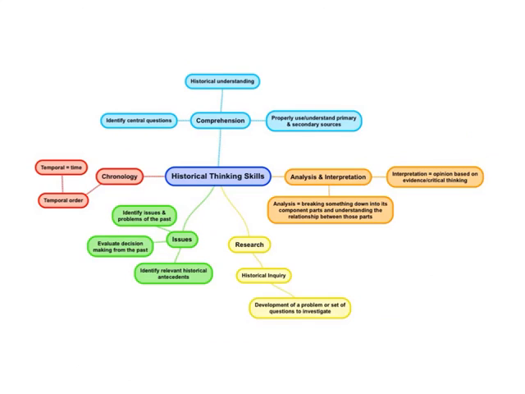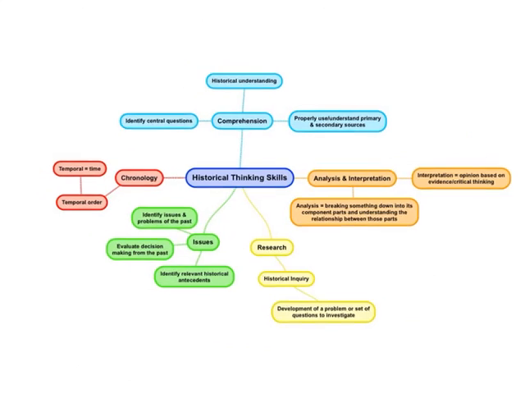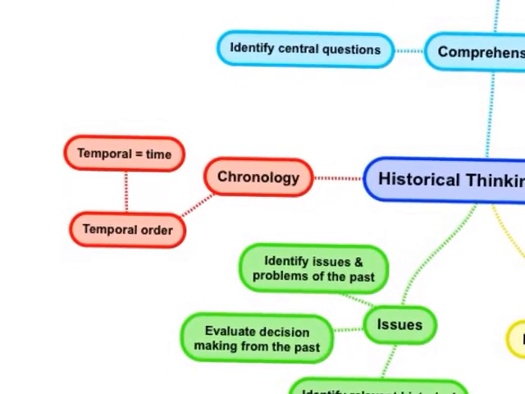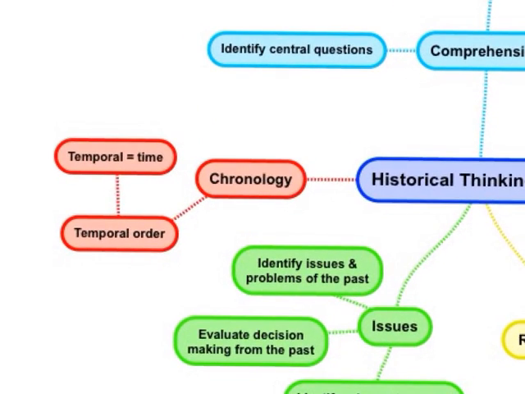The first historical thinking skill is chronology. So I'm going to zoom in on chronology right now. Here we go. And there you have chronology in red. Okay, and that's right here. And chronology basically means understanding the order of historical events and people. It's understanding what we call temporal order, and temporal means time.